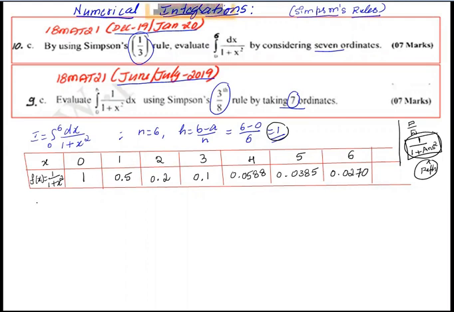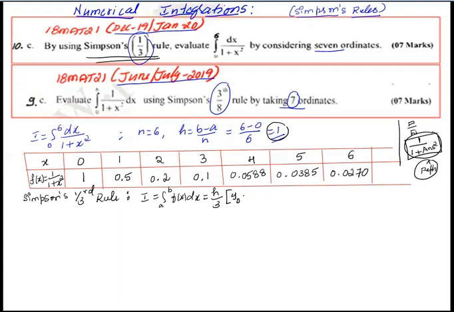Next, write Simpson's 1/3 rule first. Okay, by using Simpson's 1 by 3rd rule, the formula is I is equal to integral a to b f of x dx, h by 3 times y naught plus 2 times y2 plus y4 plus 4 times y1, y3 and y5 plus y6. This is the formula, Simpson's 1/3 formula.